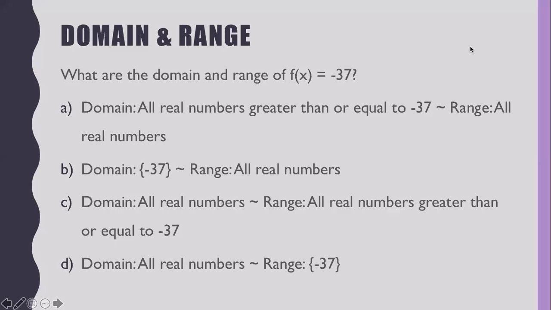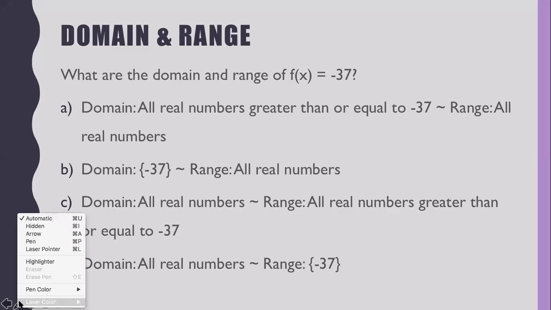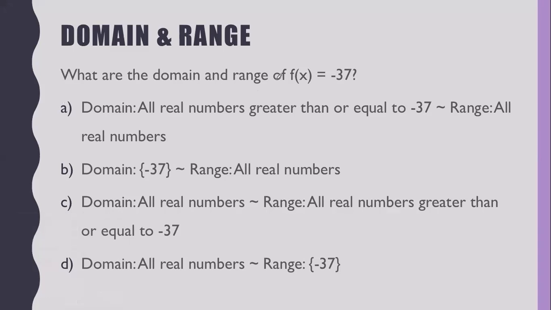So what does domain mean? Yes, the x values, from the leftmost point to the rightmost point. So left to right, so the x. And range is my y values, so the bottommost point to the topmost point. So the range is my y values.